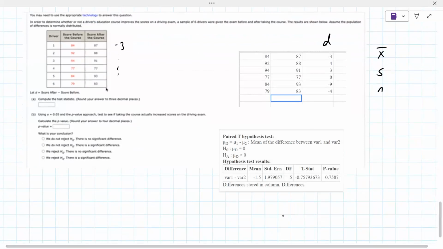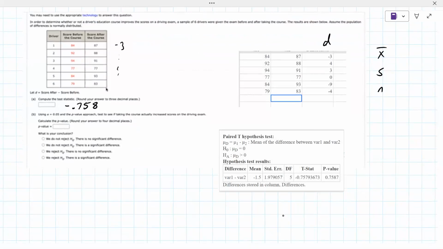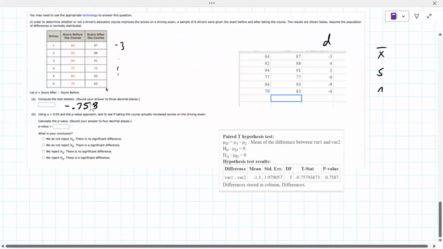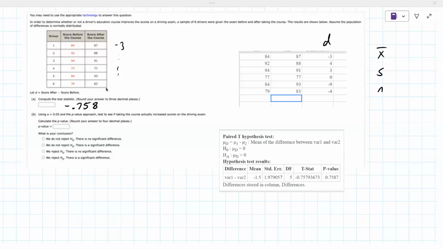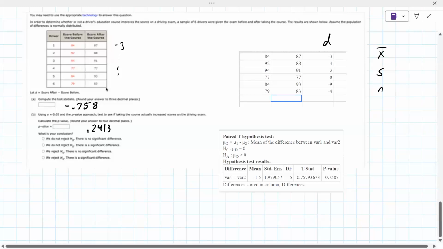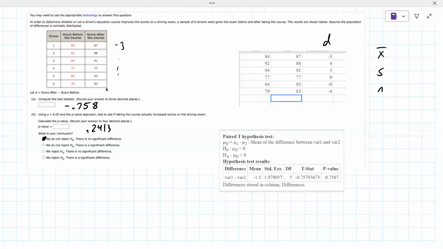So now, here's the information we want. The t is minus 0.758. The p-value? No, the test statistic. And the p-value is always positive. P-value is fairly large. Maybe I went the wrong direction on that. Maybe it meant the other direction. So we're going to subtract it from 1, which gives you 0.2413. We do not reject. There is no significant difference.